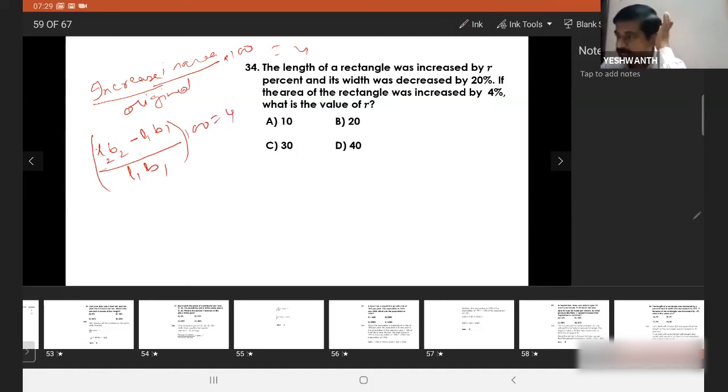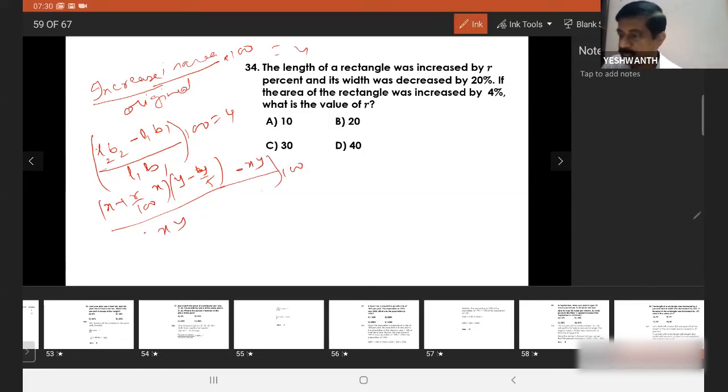So now length is increased by R percentage. So if I call original length X, L2 is X plus R by 100 times X, into breadth 2. So it is decreased by 20%. If I call breadth as y, y minus 20 percent means y minus y by 5. Okay, by L1 B1. So L1 B1 is what? XY, right children? By XY into 100 equal to 4.